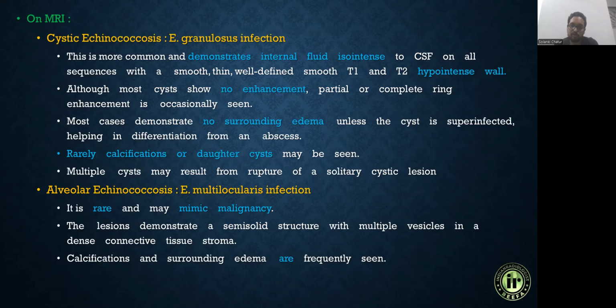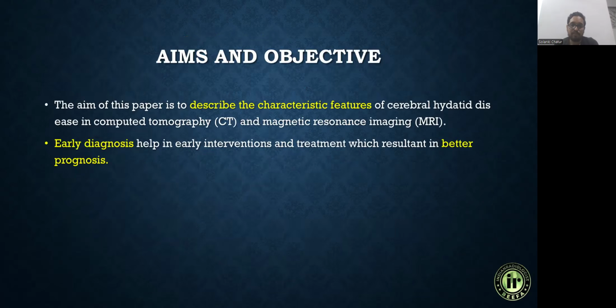Multiple cysts may result from rupture of a solitary cystic lesion. Alveolar echinococcosis is caused by Echinococcus multilocularis. It is rare. The lesion demonstrates a semisolid structure with multiple vesicles in a dense connective tissue stroma. Calcification and surrounding edema are more frequently seen. The aim and objective of this paper is to describe the characteristic features of cerebral hydatid disease in computed tomography and magnetic resonance imaging. Early diagnosis helps in early intervention and treatment, which results in better prognosis for these patients.